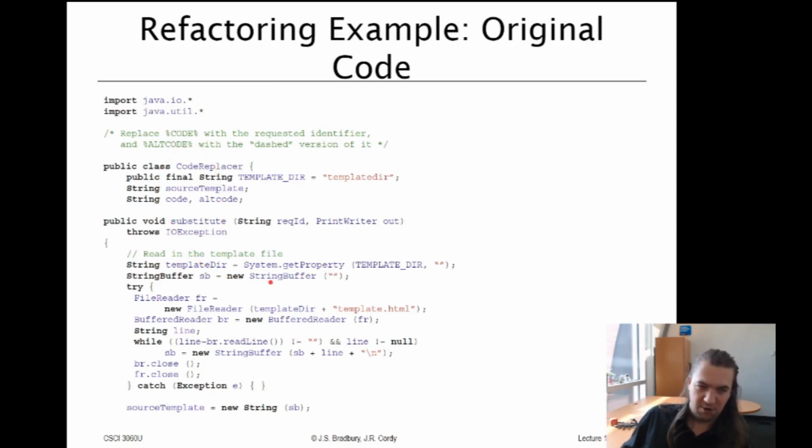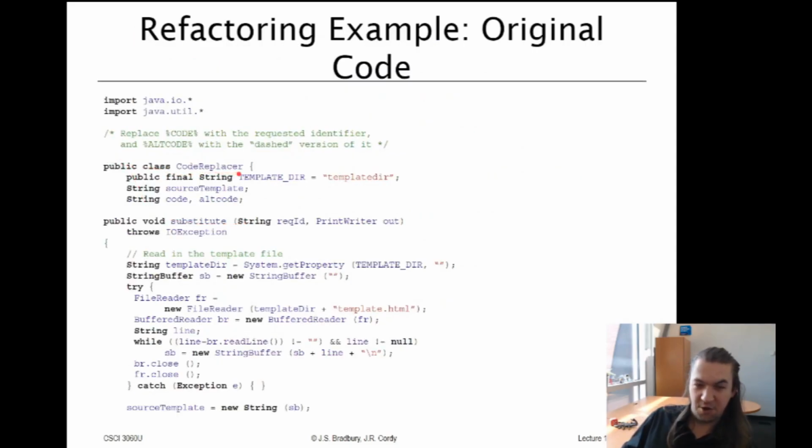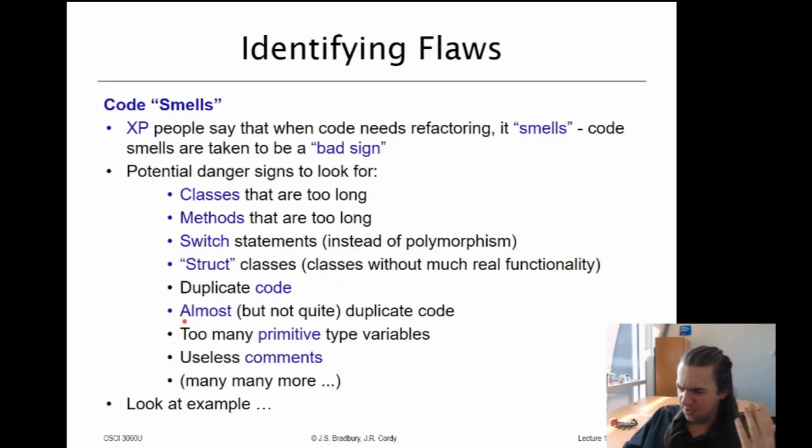Now, the code here is a mess. I don't even think I want to explain it because it is so confusing. You have a class called code replacer. It's got some variables. There's a method called substitute, which is supposed to do this operation. But this method, substitute, starts here and goes all the way to the end of the slide. This is all still part of the substitute method. Oh my goodness. So this code sucks.